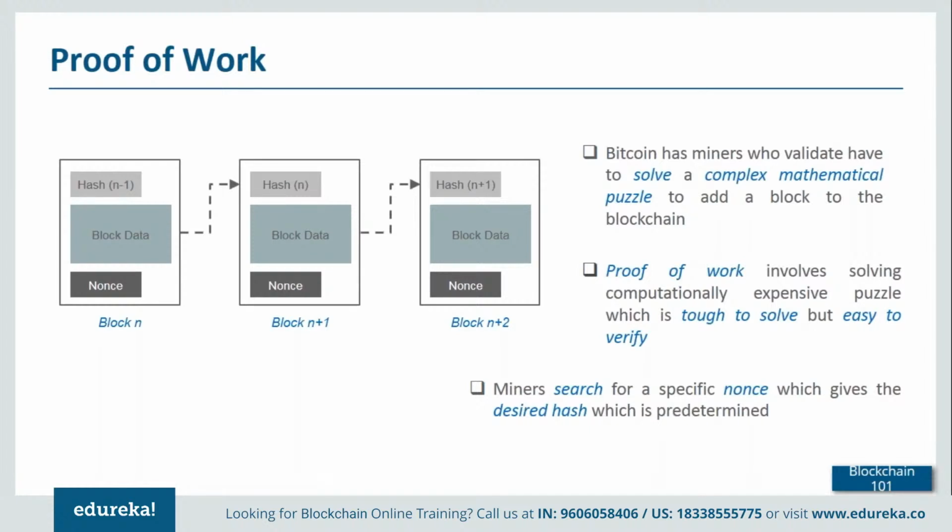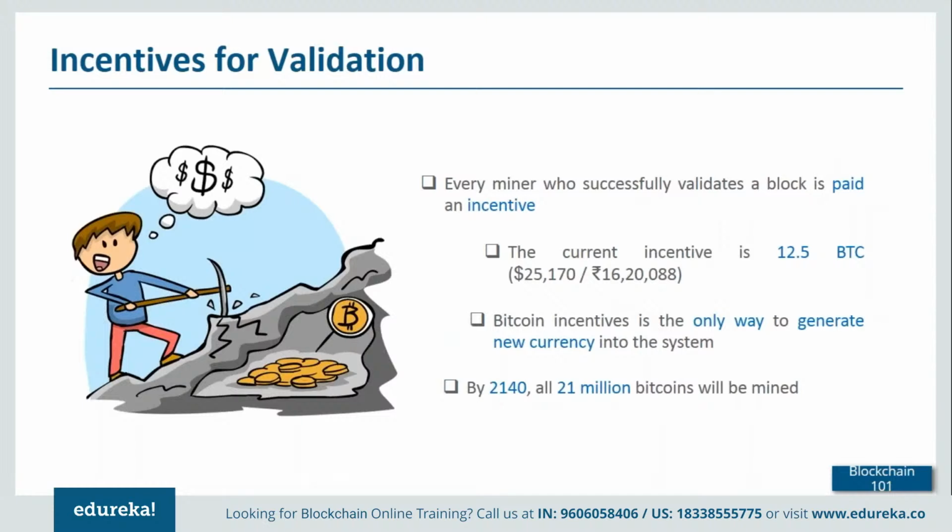Now you might be wondering, why would anyone actually waste their time solving these mathematical puzzles? That is because they get a specific incentive. Every miner who validates a block, that is, who creates a block which goes on to become a part of the blockchain system, gets a reward of 12.5 bitcoins. Now 12.5 bitcoins is not a small amount. Given today's market value of Bitcoin being close to $3,500 a Bitcoin, it would be close to $44,000 that you make from mining a new block. Imagine, $44,000 is a very huge amount.